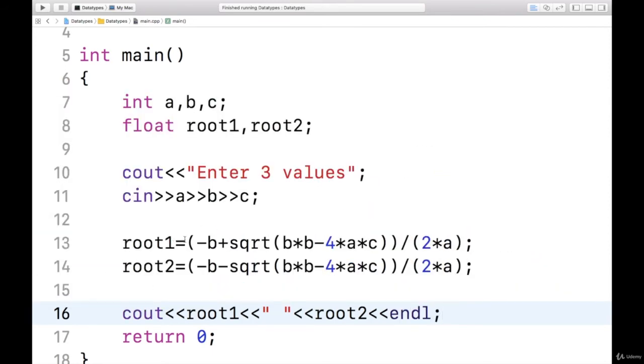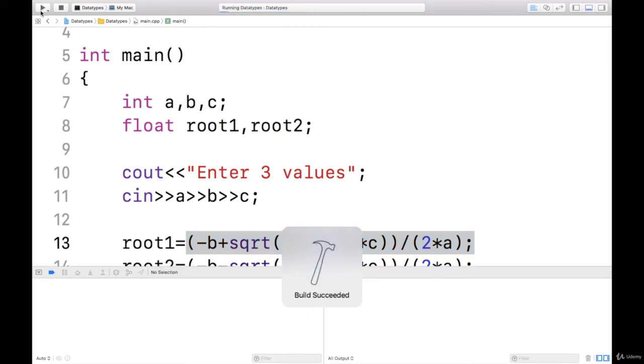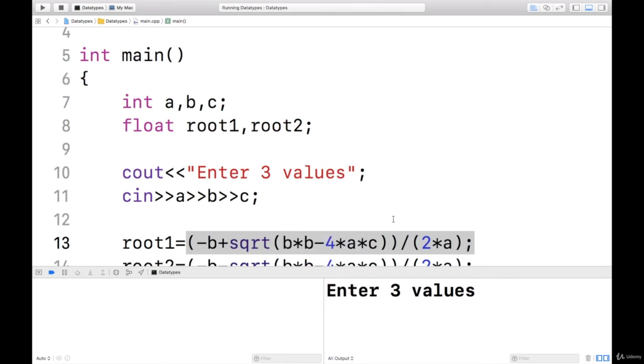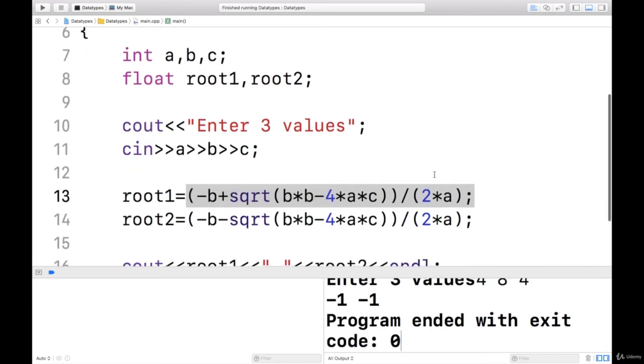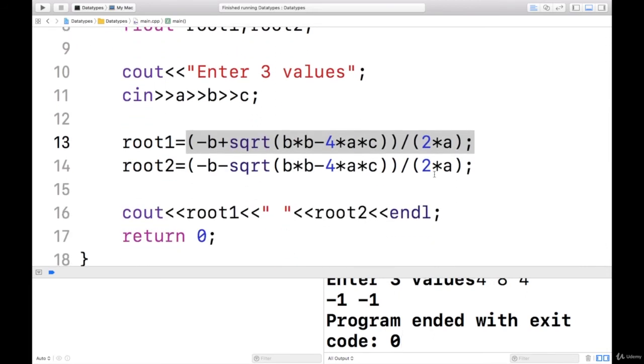So you have to be very careful while writing the expression. Parenthesization is very important. Based on what you want, be careful that you write the expression so you get the correct result. First, you should know what you want, and you should make sure that you have written the expression perfectly to get the required answer. Let us run this and see. Let us give the values where we get equal roots. A value is 4, B value is 8, and C value is 4 again. Now the result is -1, -1. So the roots are equal. So that's it. This is a simple program for finding the roots of a quadratic equation.